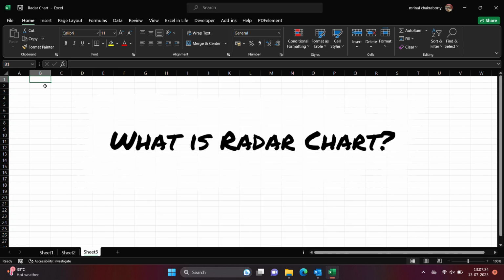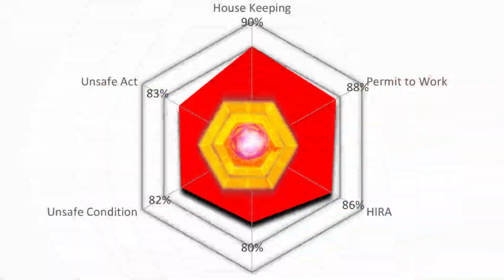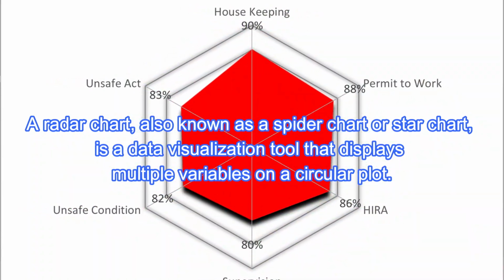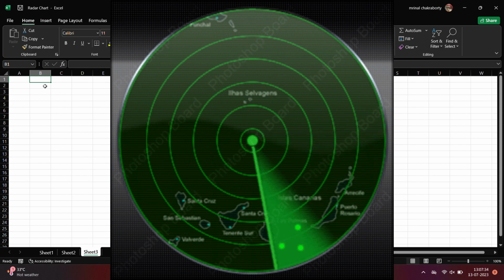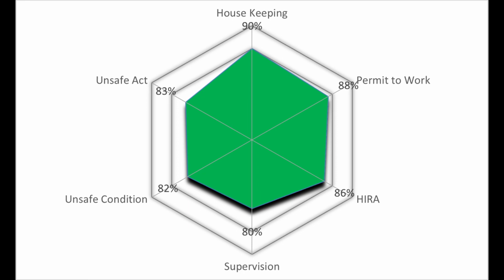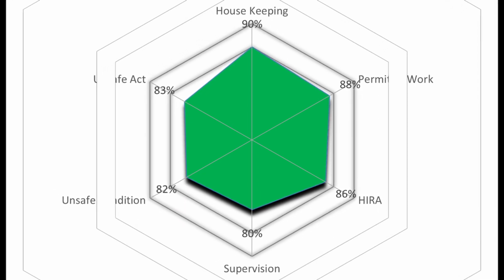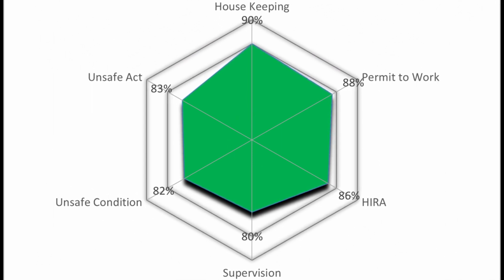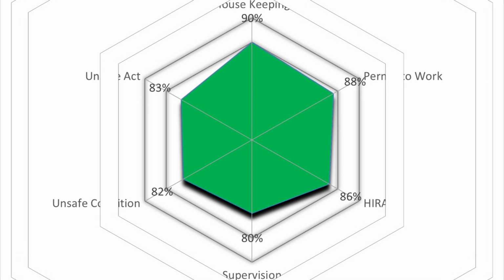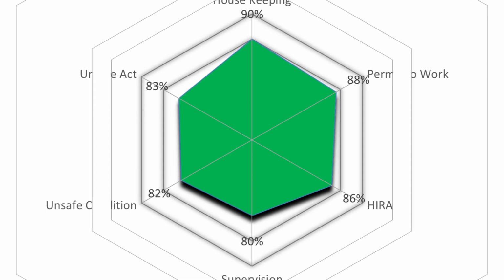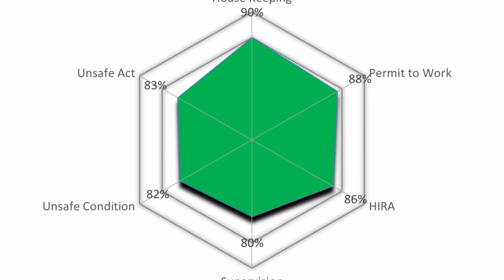What is a radar chart? A radar chart, also known as a spider chart or star chart, is a data visualization tool that displays multiple variables on a circular plot. It is called a radar chart because its appearance resembles a radar screen's shape. In a radar chart, each variable is represented by a spoke or axis extended from the center of the chart. The values for each variable are plotted along these axes, and a line or shape is formed by connecting the data points. The resulting shape shows the relationship and relative importance of each variable.